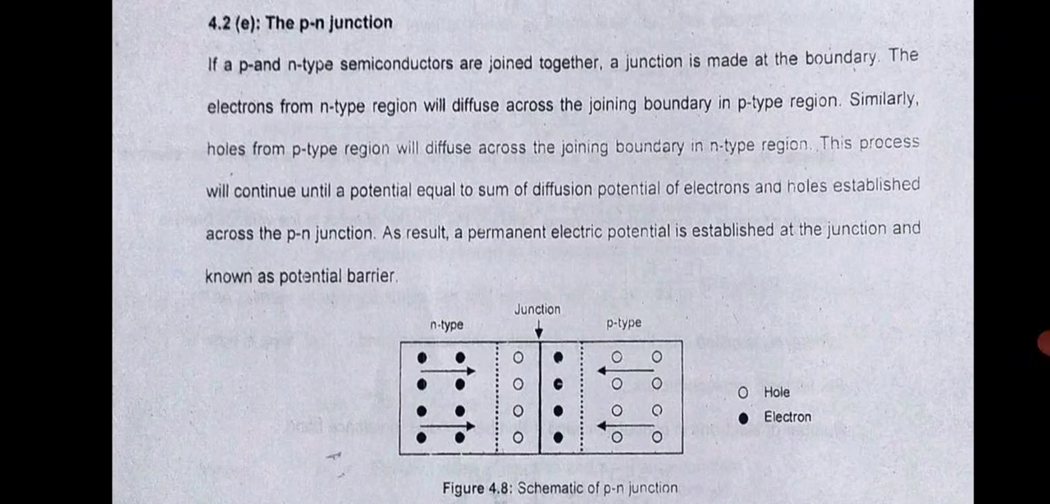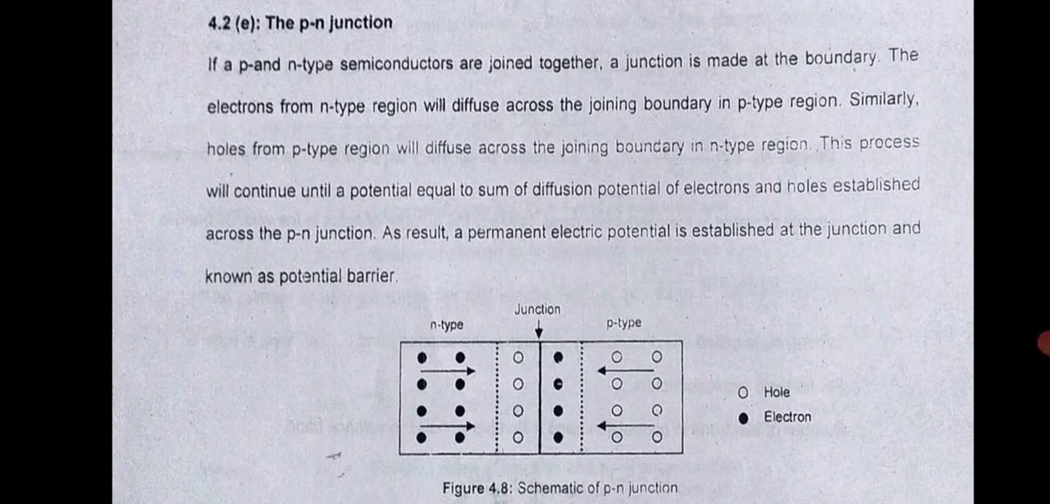When these two types of semiconductor are joined together, at the joining part or boundary, a junction is made. At the boundary, the electrons from the n type region will diffuse across the joining boundary into the p type region, and similarly holes from the p type region will diffuse across the joining boundary into the n type region.